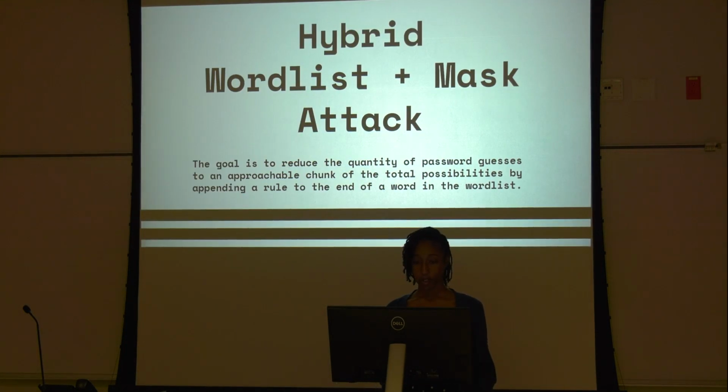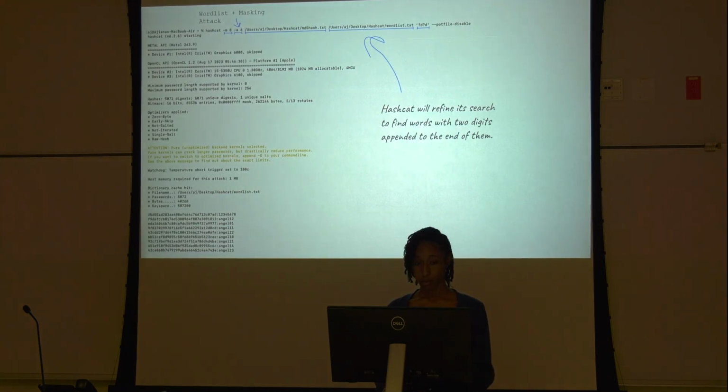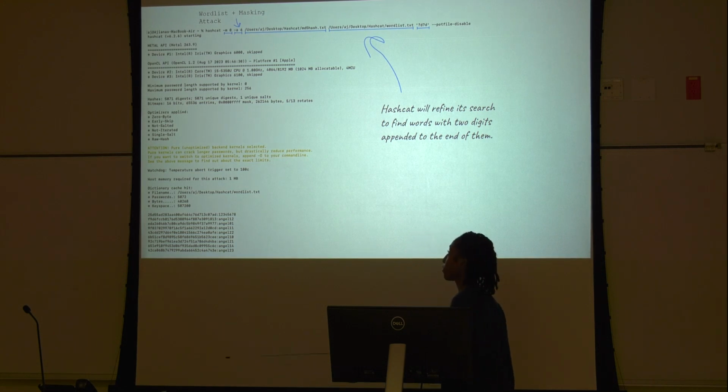So in a rule-based attack, which is basically a hybrid of a word list and a mask attack, the goal is to reduce the quantity of password guesses to an approachable chunk of the total possibilities by appending a rule to the end of a word in the word list. So what exactly does that mean? This attack looks like most of my attacks.